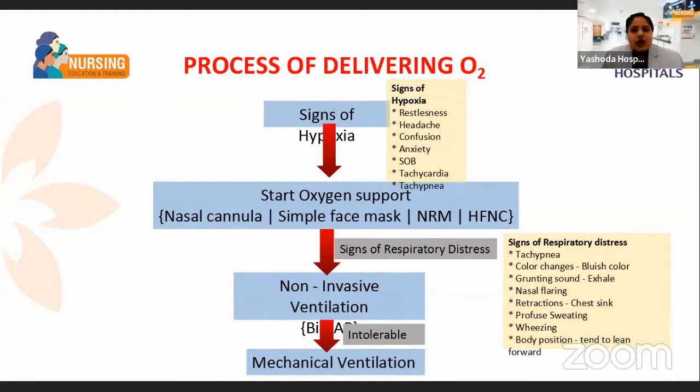So where you will notice tachypnea, or else when the patient is exhaling, you listen to grunting sounds, and when the patient is inhaling, you will hear whistling sounds, and the patient will tend to bend forward. All these symptoms, all these signs, whenever you're observing, are a clear indication that we need to start NIV, with the modes of BiPAP or CPAP. Then in spite of that, if the patient is not maintaining the saturation and it is intolerable, then we need to go for mechanical ventilation.